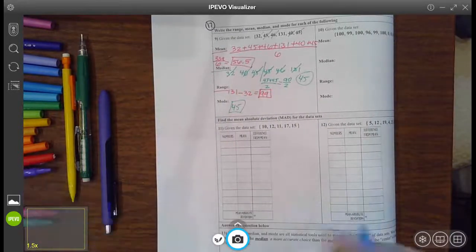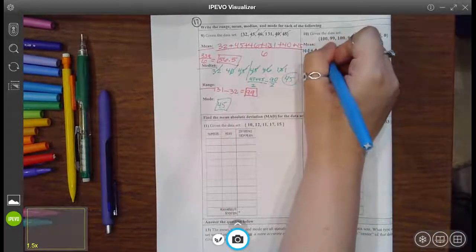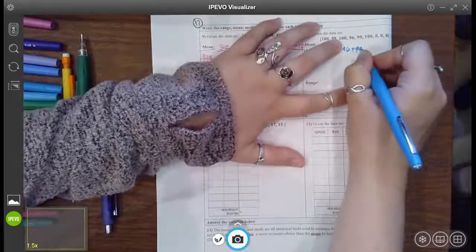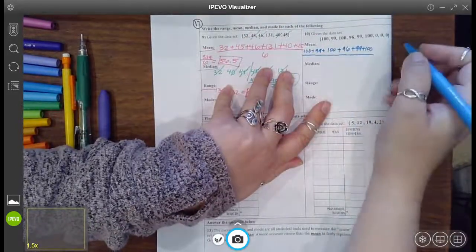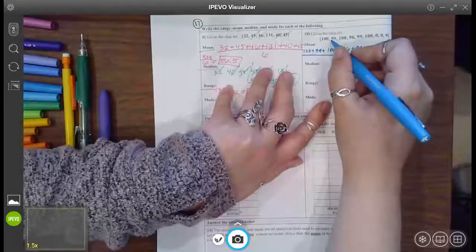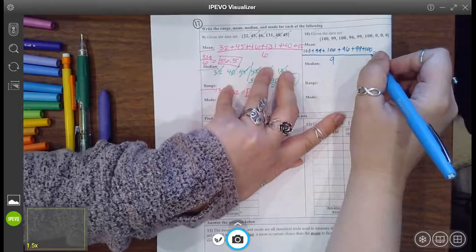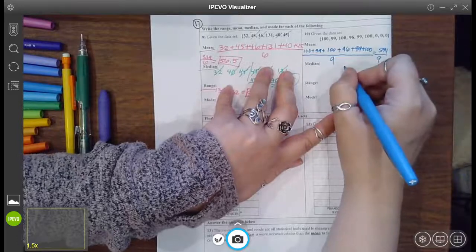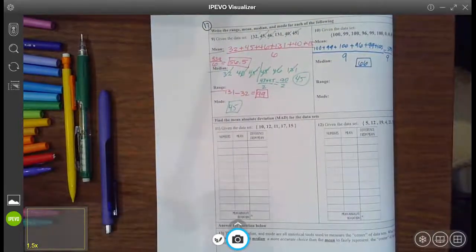Okay, our next one, find the mean. So add them all together. You have 100 plus 99 plus 100 plus 96 plus 99 plus 100 plus 0 plus 0 plus 0. I'm not going to write that, but I do need to take it into account when I count how many data values there are. 1, 2, 3, 4, 5, 6, 7, 8, 9 data values. Okay, so when you add all those together, you get 594. And 594 divided by 9 is 66. So that was the mean for that one.